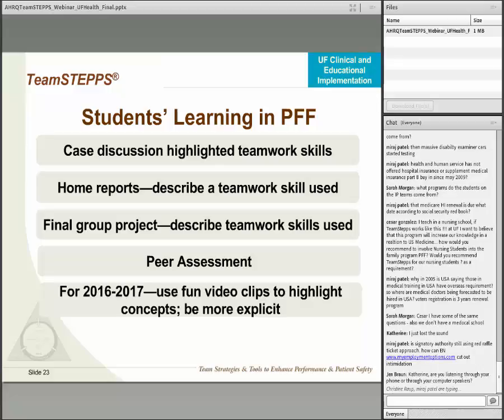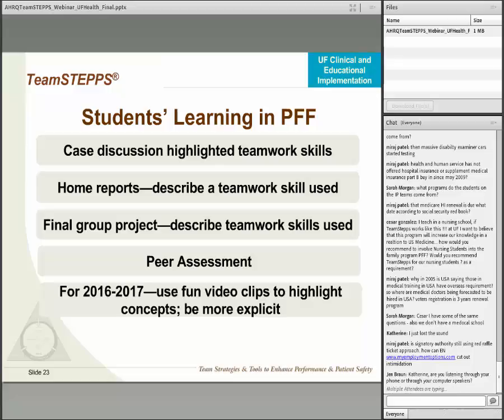We have students in the experience do a peer assessment of each other's teamwork skills. Sometimes I feel like we're kind of overkilling it, but I think it's important, multiple reinforcement here of learning about these teamwork concepts. And with that peer assessment, we also require students to do a brief reflection on what their results were based on that. What do they want to stop doing? What do they want to start doing? And what do they want to continue doing?